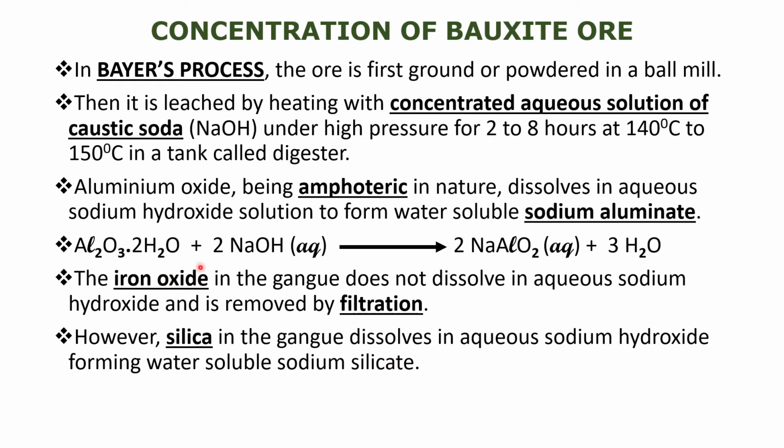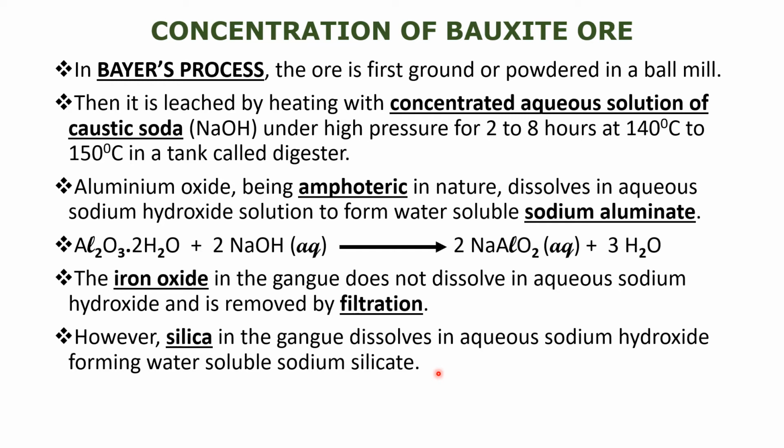So we managed to remove the iron oxide because it did not dissolve in the sodium hydroxide. We removed it by filtration, but the problem is that along with the aluminium oxide dissolving, the silica also dissolved and formed sodium silicate. Here aluminium oxide reacted with sodium hydroxide to form sodium aluminate. Here silica, or silicon dioxide, reacted with sodium hydroxide to form sodium silicate.